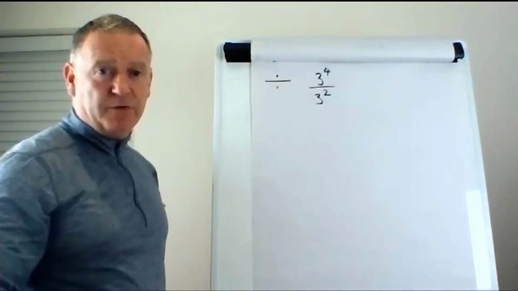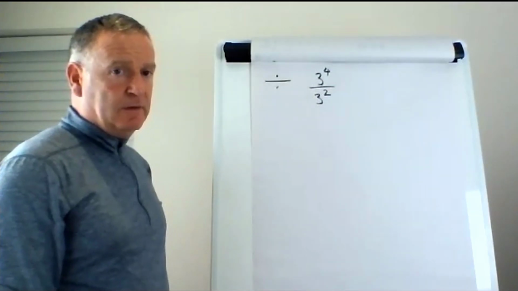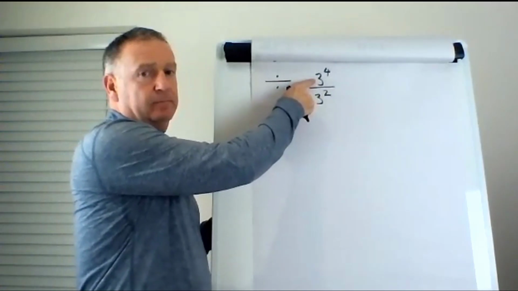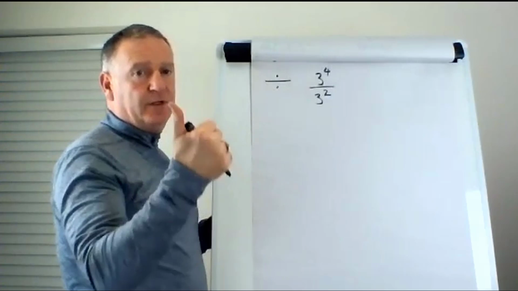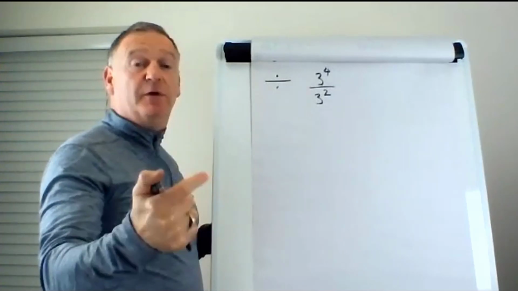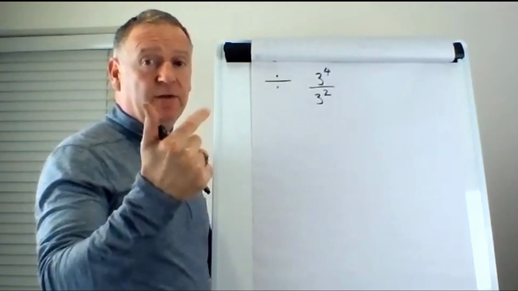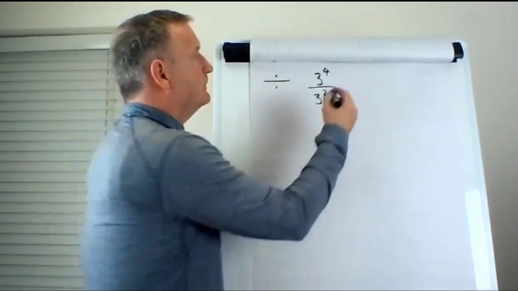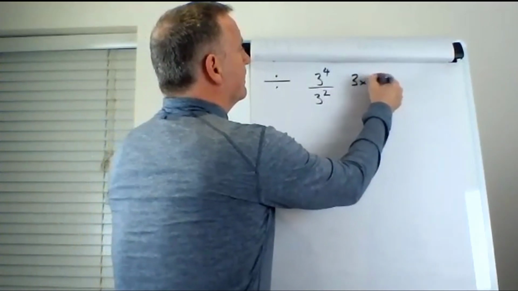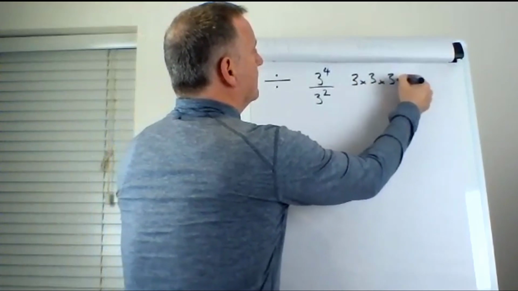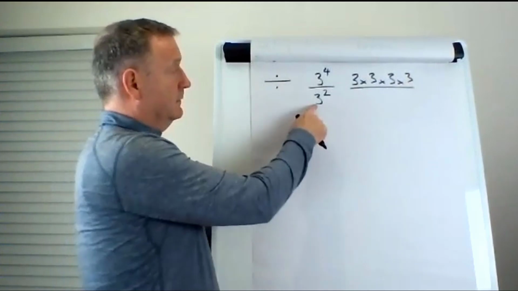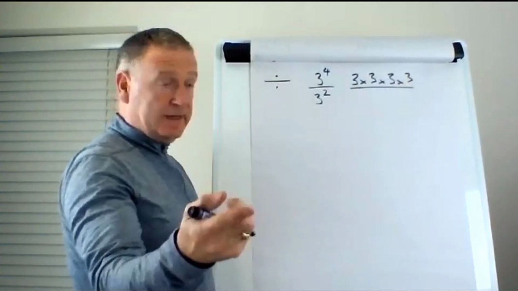So this is similar to what you have on your question there, yeah? Now, what does this mean? Can you say what that is? It's 3 to the power of 4. So try and say it like this: 3, 3, 3, 3. Your turn. 3, 3, 3, 3, divided by 3, 3.